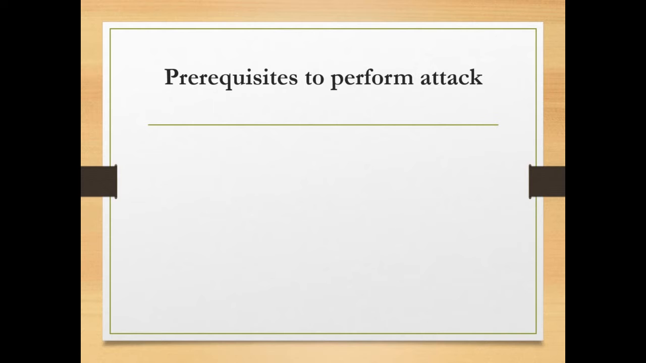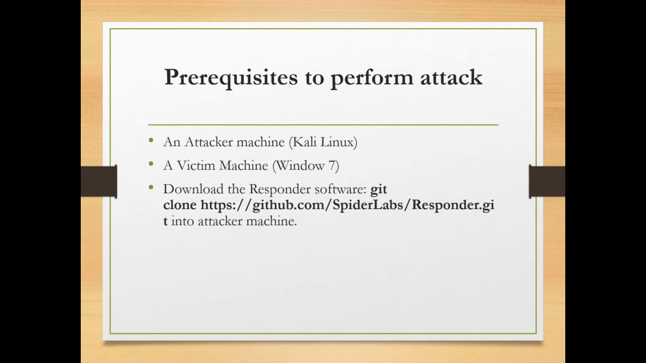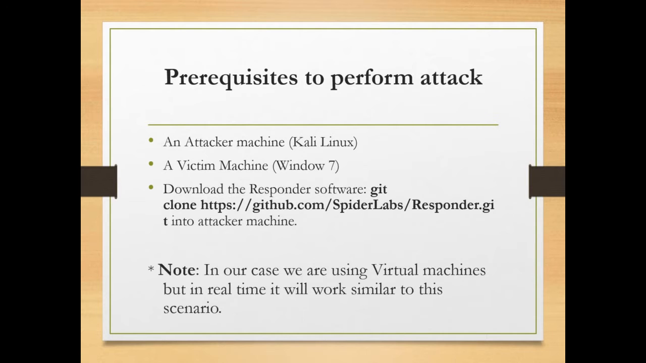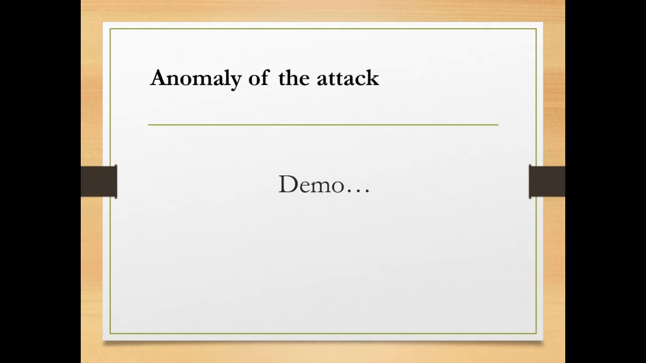To perform the attack, the basic requirements are: firstly, we require an attacker machine, that is Kali Linux. Secondly, we require a victim machine, that is Windows 7. And also for this attack, we require a responder software which we can download easily from Git. In our case, we are using virtual machines, but in real time it will work similar to this scenario. Further, the actual working of the attack would be taken by Amit.